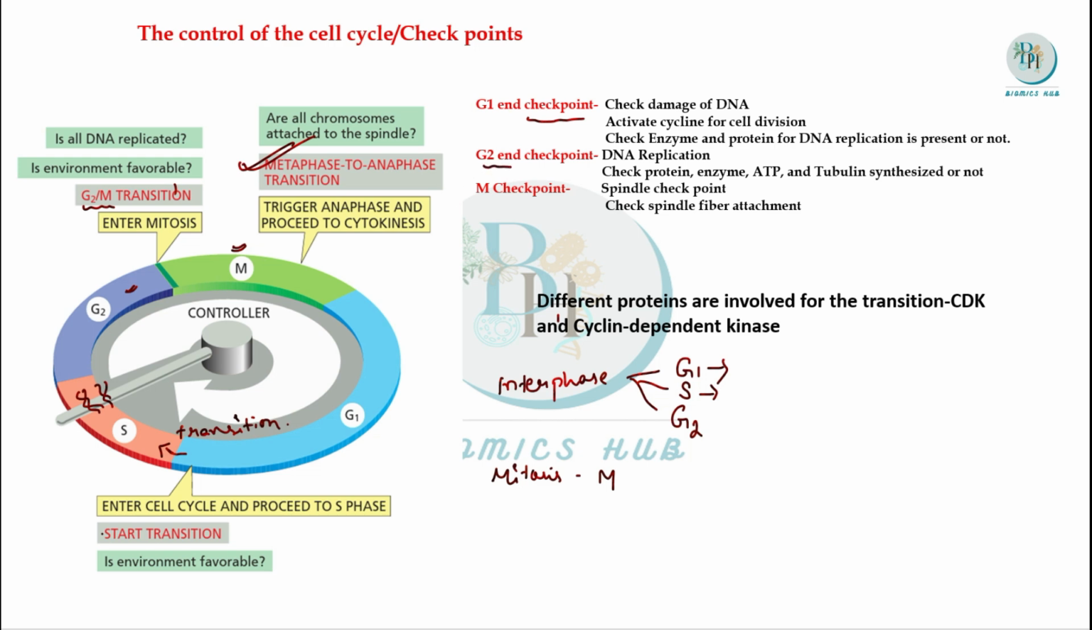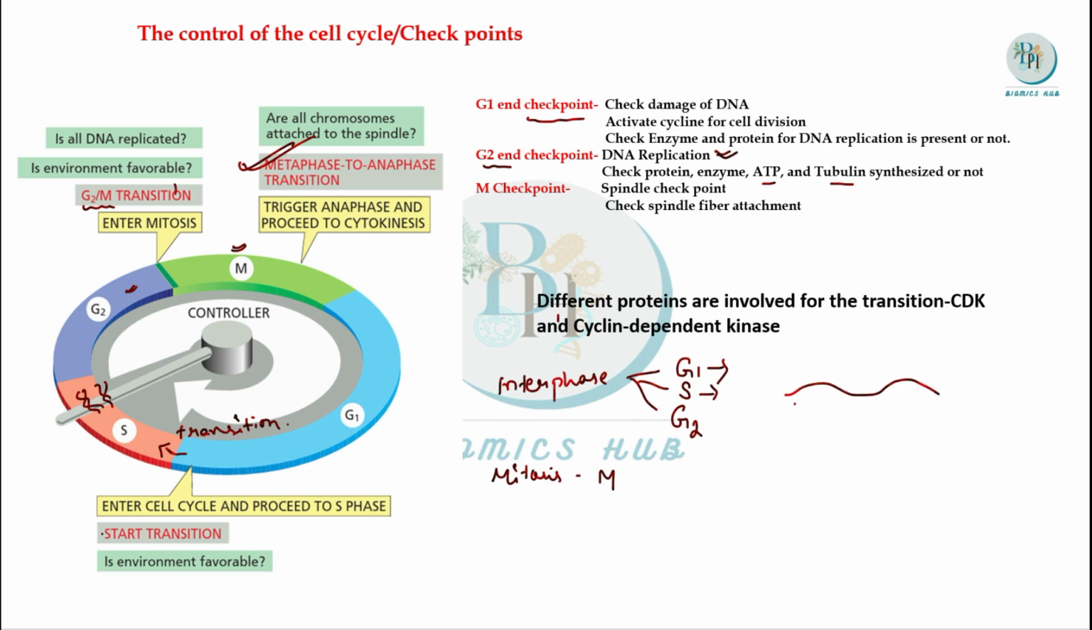In the S phase, the DNA is replicating, then it enters the G2 phase. This G2 checkpoint checks whether the DNA has properly replicated or not, whether the tubulin has been synthesized or not, and whether there is proper ATP or not. It will check this because tubulin is required in the metaphase. Why is proper DNA replication required?